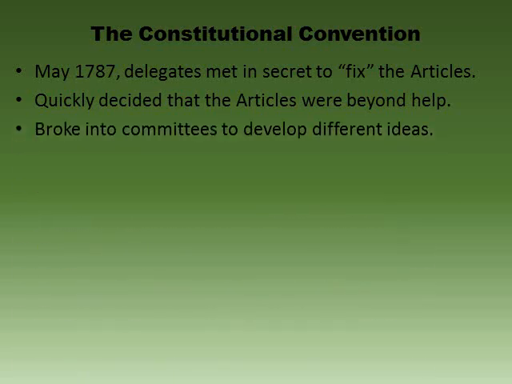So the convention broke up into committees to develop different ideas on what would be done. And by the way, by this time we know through history this is a constitutional convention because it ended up drawing up the United States Constitution. But they didn't just start with one idea. They came up with different ideas, and then they met back together to discuss what these different ideas were and try to figure out the best from each.